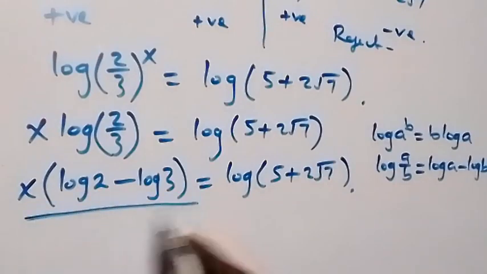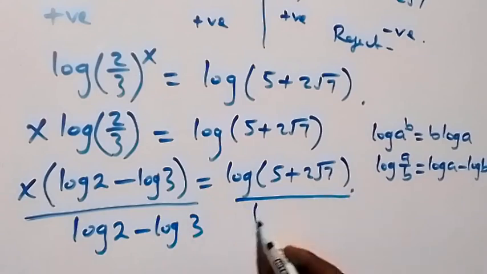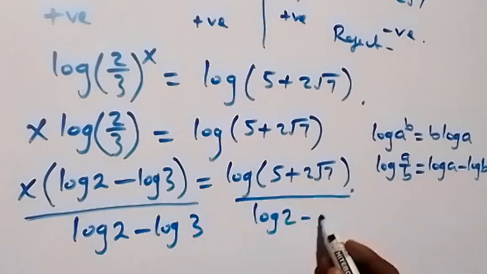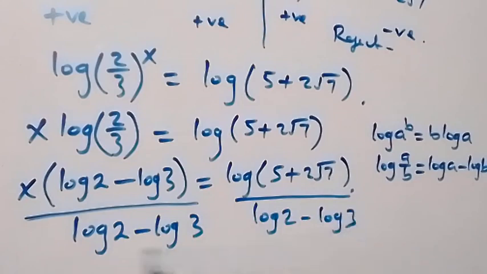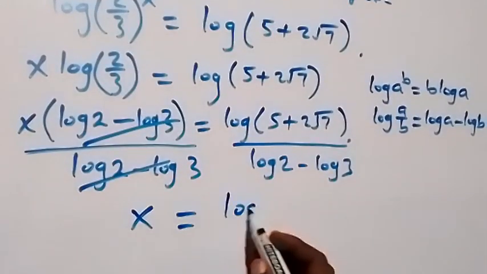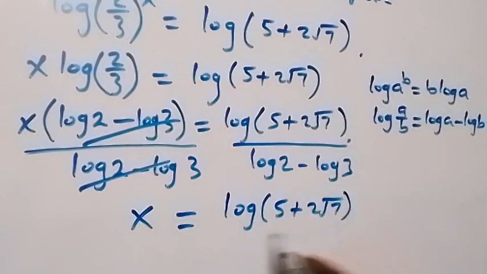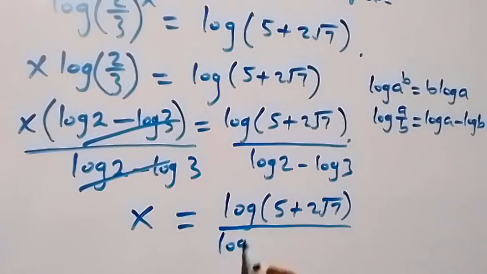And from here, we can divide both sides by log 2 minus log 3. So divide this side by log 2 minus log 3. Also, divide this side by log 2 minus log 3. Then this cancels out here, remain x, which gives us log into brackets 5 plus 2 root 7, then over here we have log 2 minus log 3.